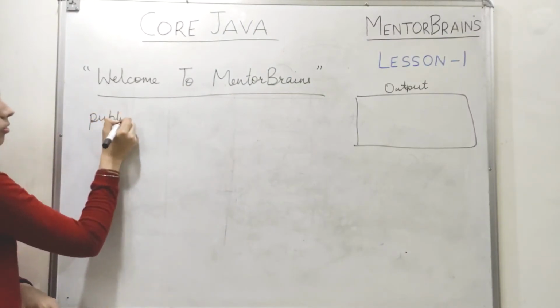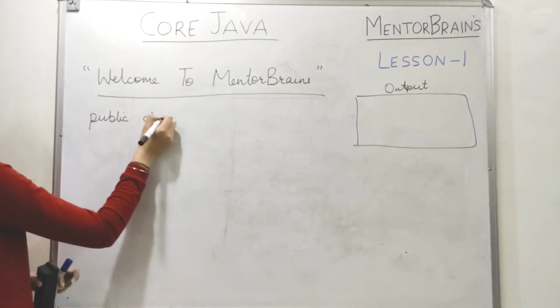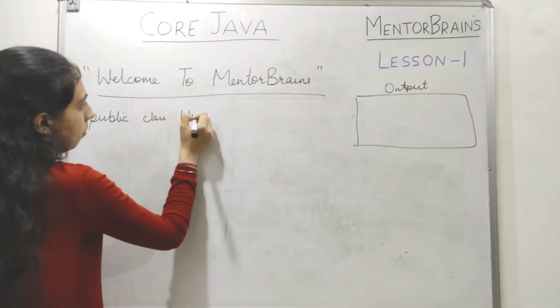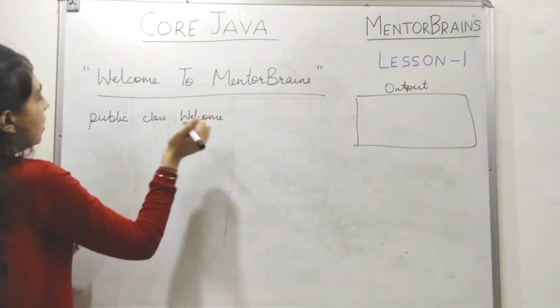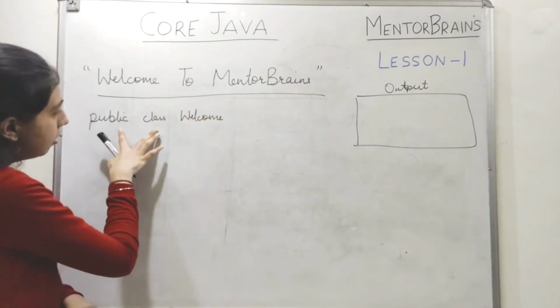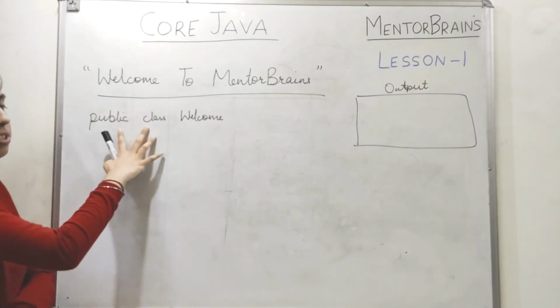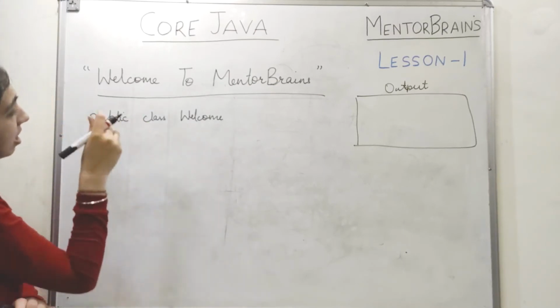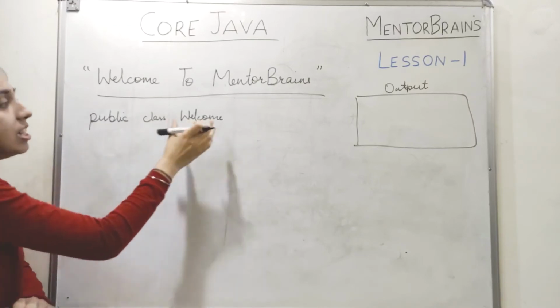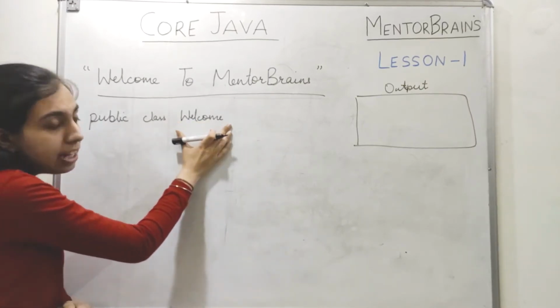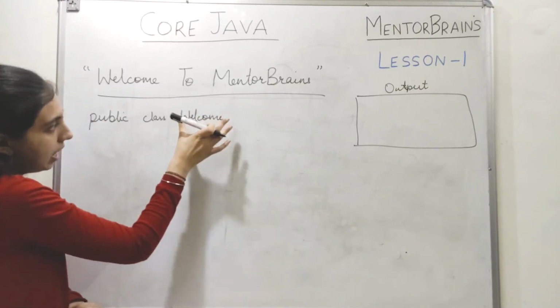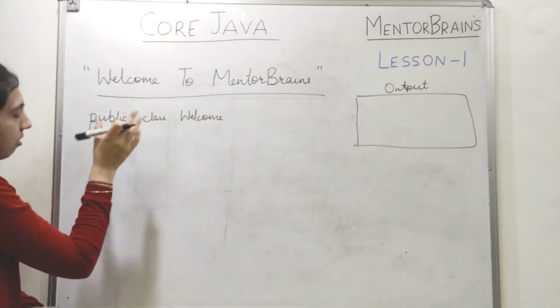Public class, and I'm writing here welcome. These two words are keywords in Java. These are special reserved words which cannot be used as anything else, and they have to be written as they are in Java. This welcome can be replaced by any other word. This is your choice. So this can be anything, but these two have to be written as they are.